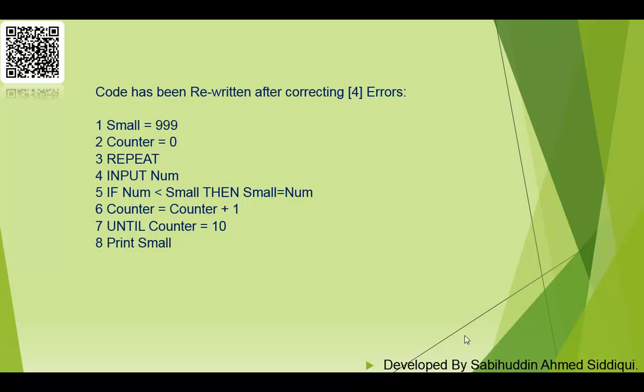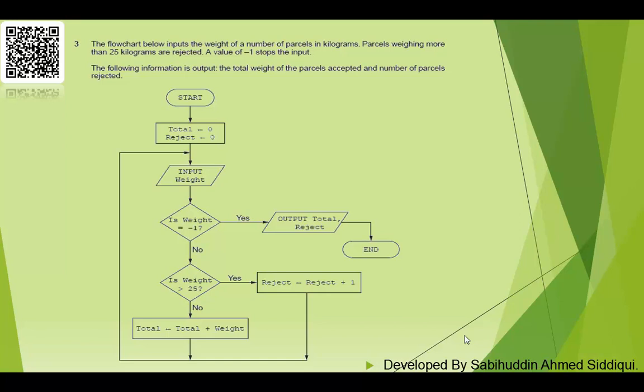Now coming on to the next question. Now here, this is question 3, which you have to explain and understand the dry run for. Now you can see question number 3, which is a flowchart, where you have to trace the values. Now I'm reading the question. The flowchart below inputs the weight of a number of parcels in kilograms. Parcels weighing more than 25 kilograms are rejected. A value of -1 stops the input.